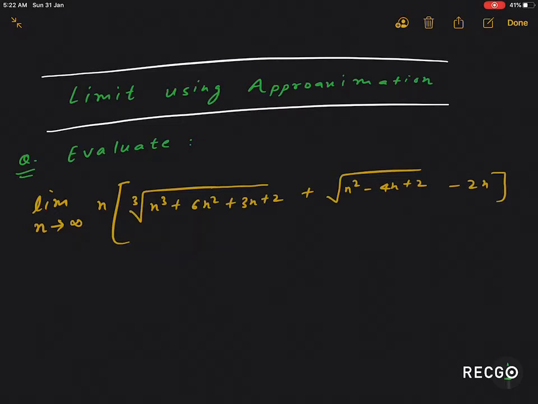You can see a question that is written on your screen. You have to evaluate this limit. Now, as you can see, the intricacies of the terms involved in this question, the majority of students, when they look at this question for the first time, feel that it is very difficult, a very complex type of question to solve.